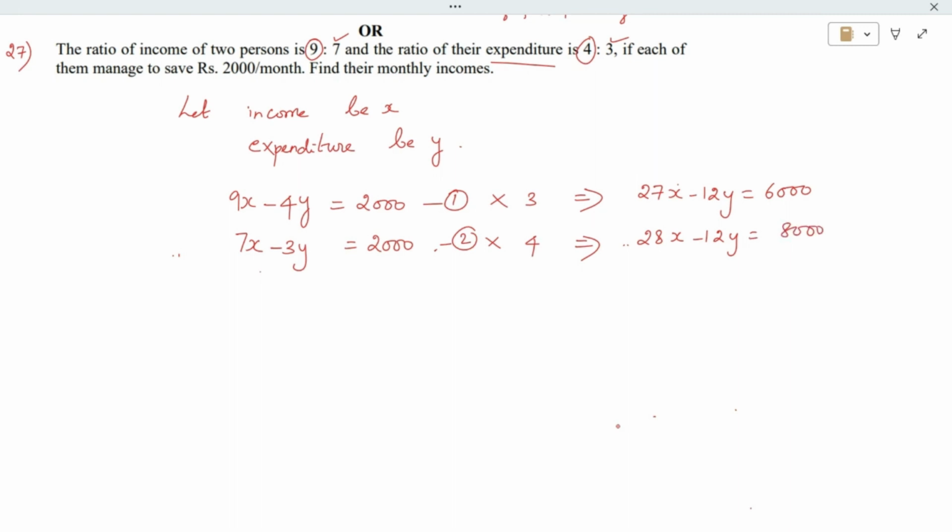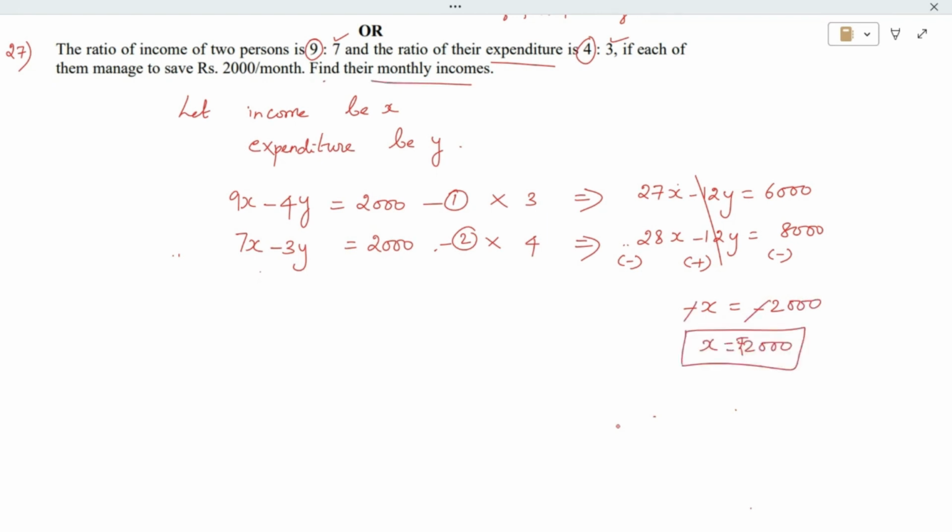My aim is to eliminate y. So I have to subtract these two equations. So change the sign of all the terms of the second equation. Now minus 12y plus 12y will get eliminated. 27x minus 28x is minus x. 6000 minus 8000 is minus 2000. So cancel the negative on both sides. So x is rupees 2000.